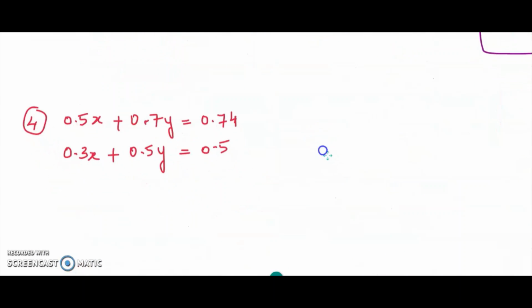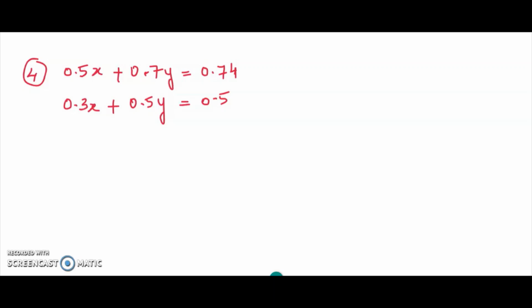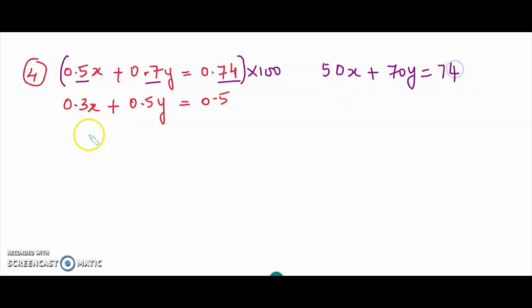Next. Oh, it's a decimal. Okay. First check the decimal places for each of the equations individually. Here it's 1 decimal place, 1 decimal place, 2 decimal places. I need to remove that. 2 decimal places means I should multiply the whole equation by 100. So my new equation becomes 0.5 multiplied by 100 is 50x plus 0.7 multiplied by 100 is 70y equals to 74. Now the next equation: 0.3, 1 decimal; 0.5, 1 decimal; 0.5, 1 decimal. So 1 each. So we'll simply multiply by 10.